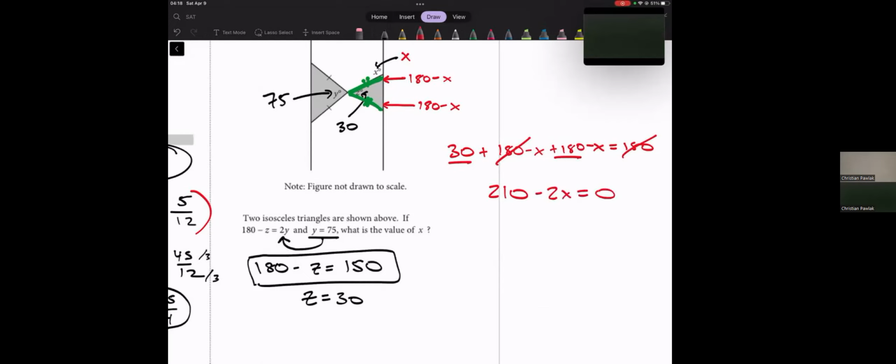So then how do I solve? I would add the 2x over. I would divide both sides by 2. And I get x equals 105. So the correct answer is 105.